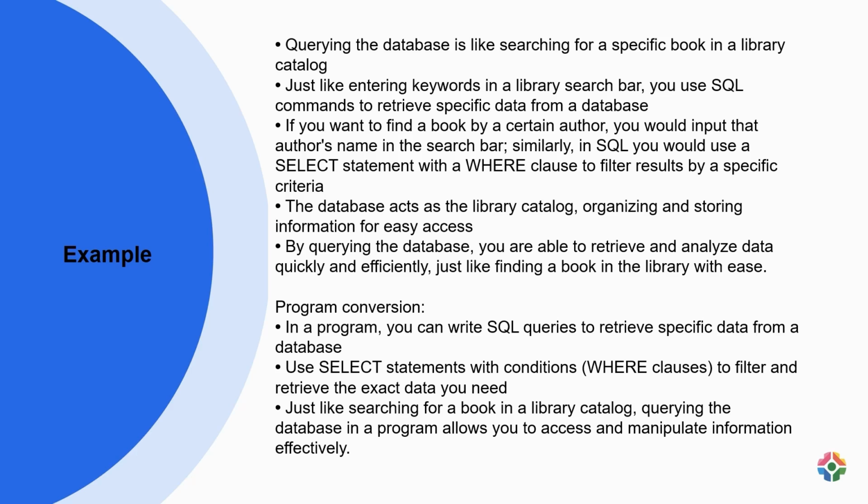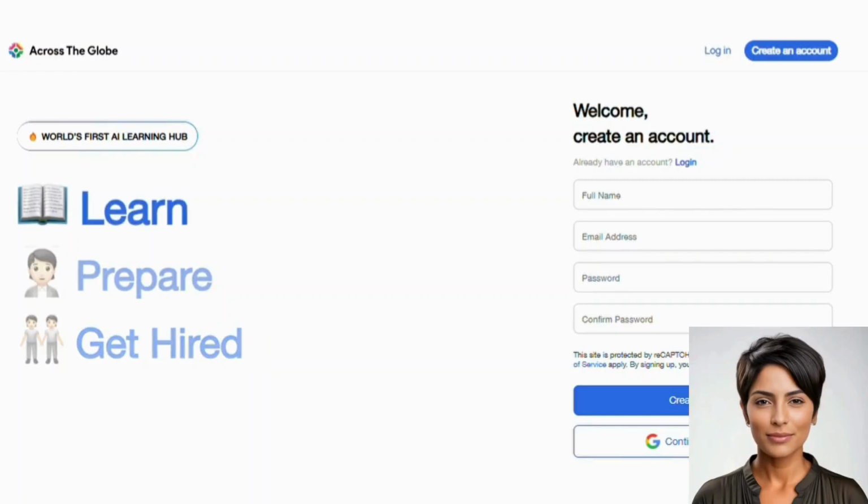Program conversion. In a program, you can write SQL queries to retrieve specific data from a database. Use select statements with conditions, where clauses, to filter and retrieve the exact data you need. Just like searching for a book in a library catalog, querying the database in a program allows you to access and manipulate information effectively.